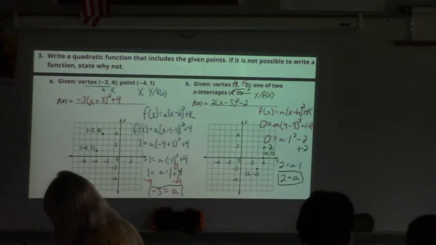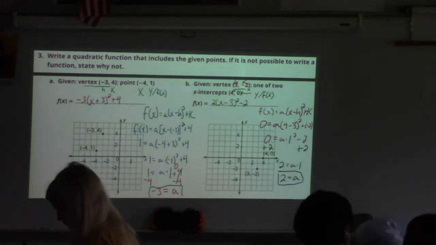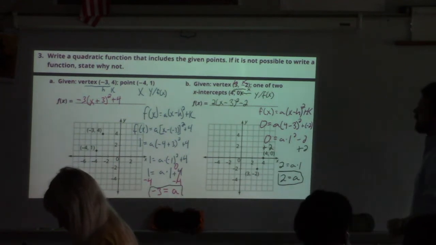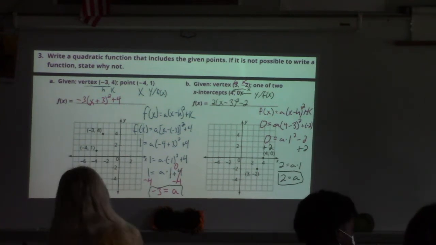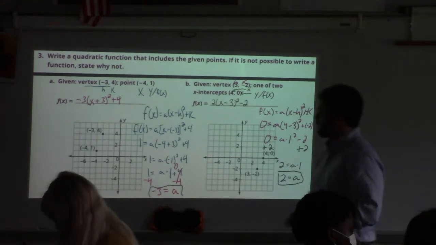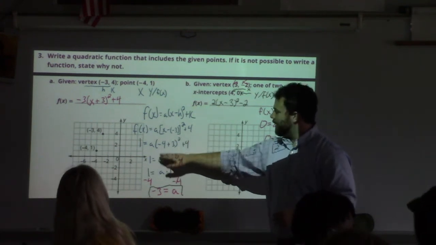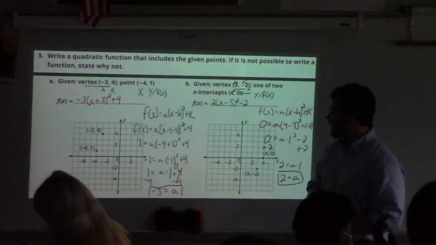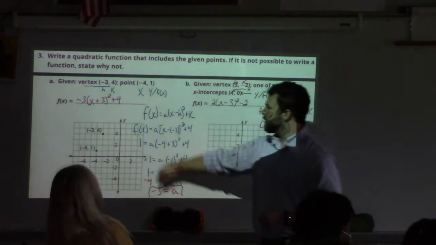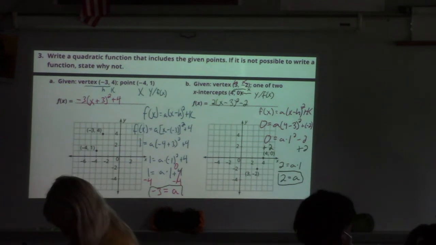Okay, so here are the two problems I asked you all to complete over the weekend. I told you I was going to operate under the assumption that you had completed them. Notice this is exactly what we just looked at, right? We have a vertex and a point. We substitute our vertex value in, right here. The -3 for h, the 4 for k. And then I substituted in my x and my y, solving for a from there. So I found out a was -3, and there's my equation. Same exact process for b.